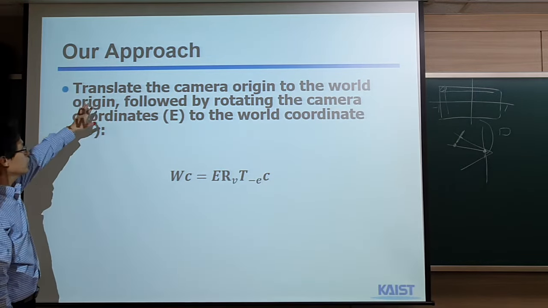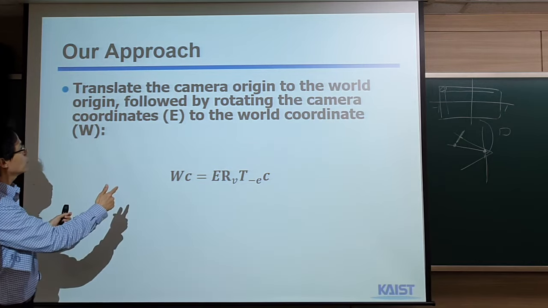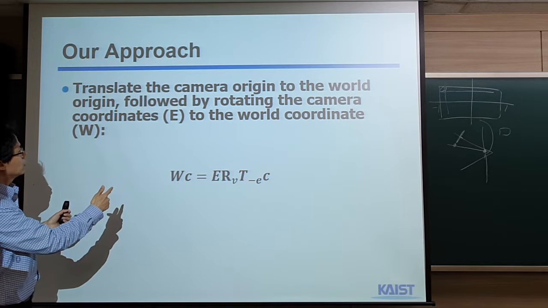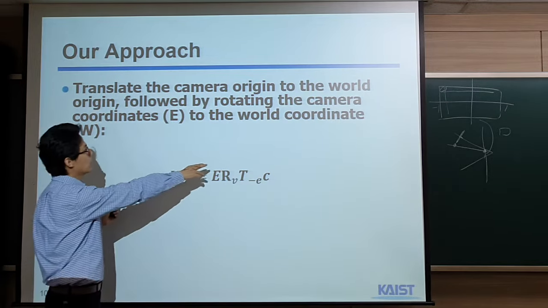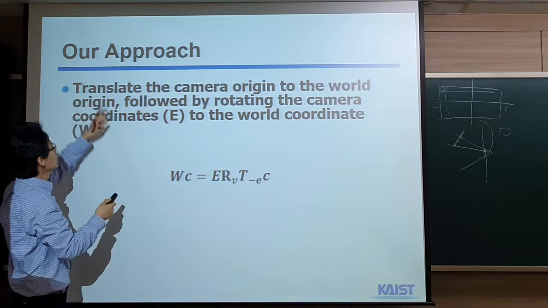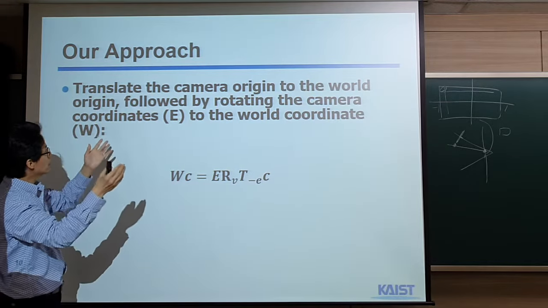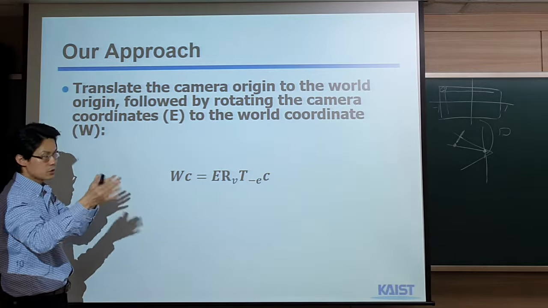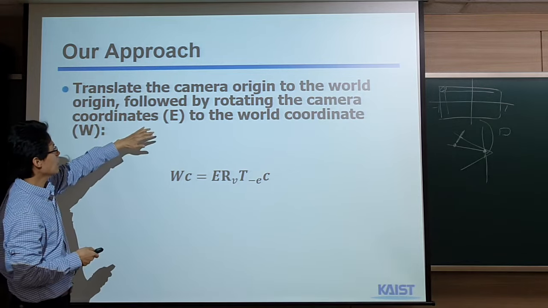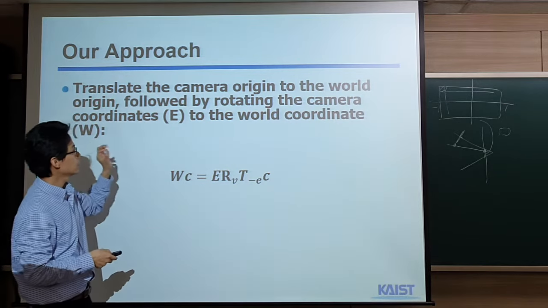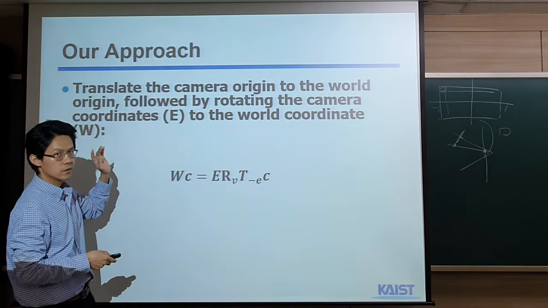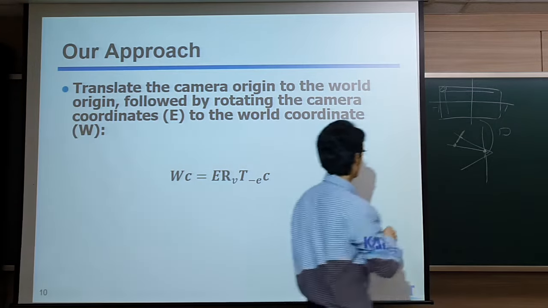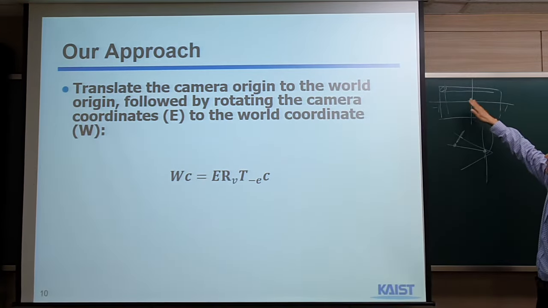First of all, we translate the camera origin to the world origin, which turns out to be (0, 0, 0). Then we follow by rotating the camera, so that we can make sure all the points are located in this canonical space.